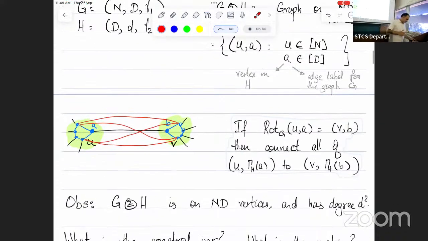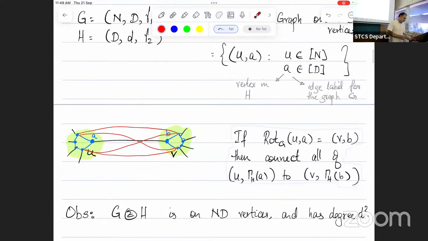And something that we noticed last time was that this new graph, of course, is a graph on capital ND vertices by construction. And it just takes a little bit of thought to convince yourself that it actually has degree d squared. The better way to see that the degree is d squared is to think of what you would be doing if you were to do a random walk on this graph. You will be starting at some vertex u comma a. What is your random walk supposed to do? It will basically stay inside the cloud of u, but instead of a, it will pick a random neighbor of a within that cloud.